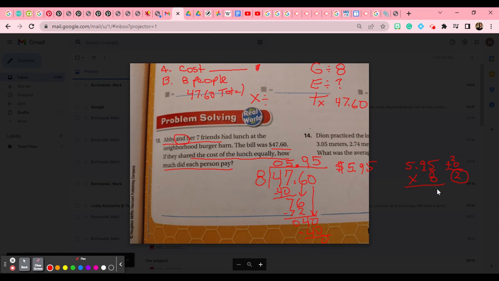5 times 8 is 40. Carry my 4. 9 times 8 is 72, plus 4 is 76. Carry a 7. 5 times 8 is 40, plus 7 would be 47. Now remember, this is how we do our decimals. We're going to hop from the right twice. So once, twice, and there we have it. We can see that $5.95 8 times is worth $47.60. So we just double checked.